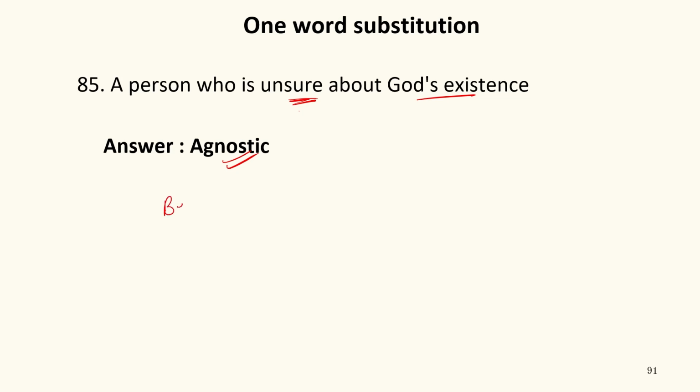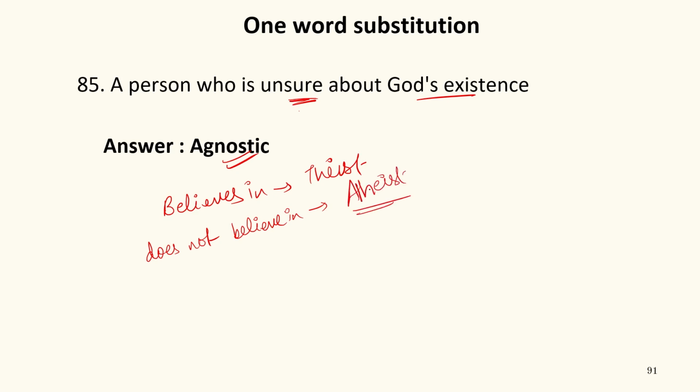One who believes in God is known as a theist. One who does not believe in God is known as an atheist. But one who has no opinion about whether God is there or not, who is neutral to God's existence, that person is known as agnostic. So there is a difference among these three words.